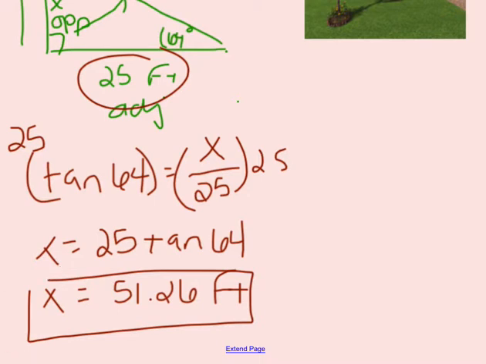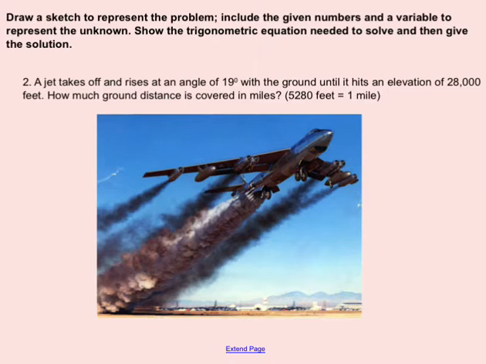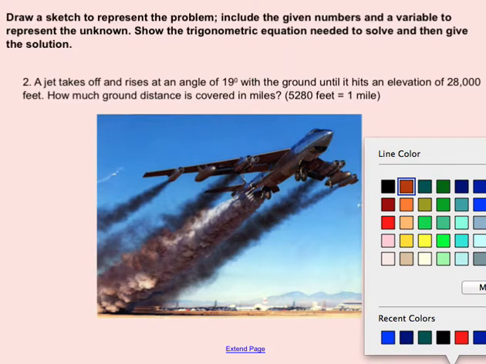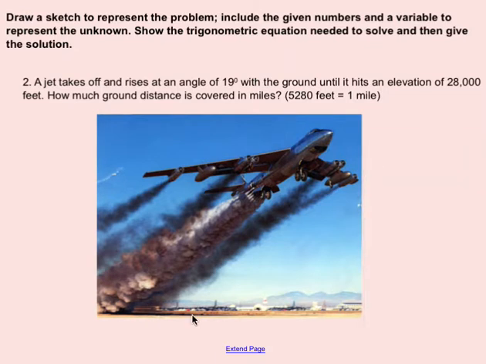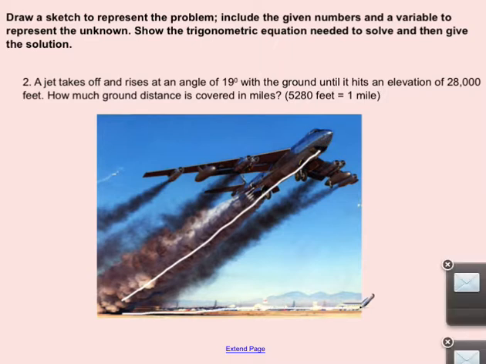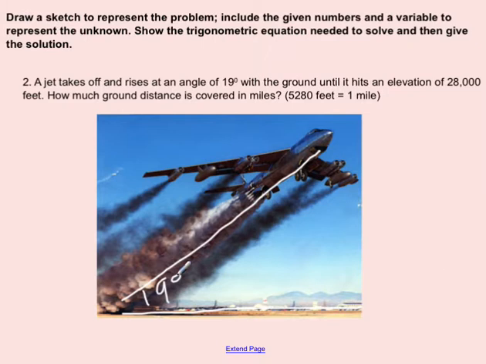Okay, anyway, next, a jet takes off and rises at an angle of 19 degrees. So here's my jet taking off. I know you're probably internally making fun of my drawing, so I'm just going to draw it on here. So here's the ground, and that's the jet taking off. It's taking off at 19 degrees. Okay, so then it says that until it hits an elevation of 28,000 feet. So this right here is 28,000 feet.